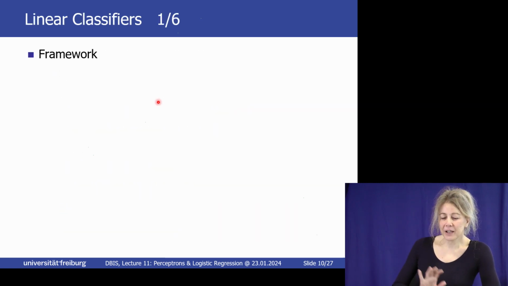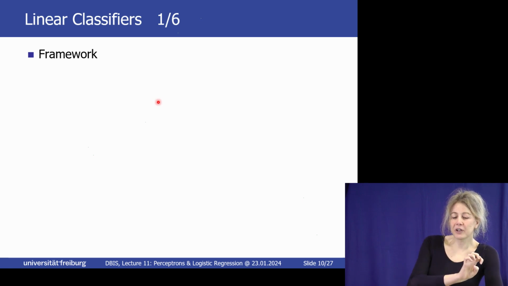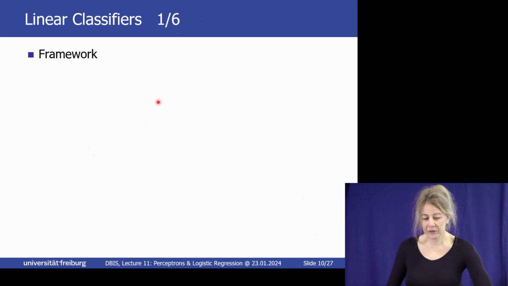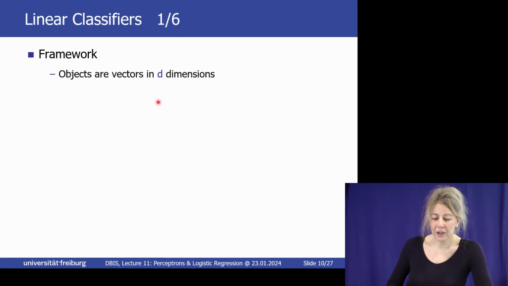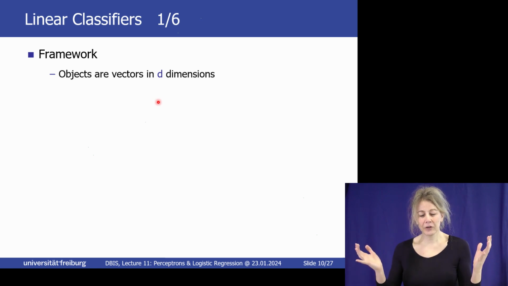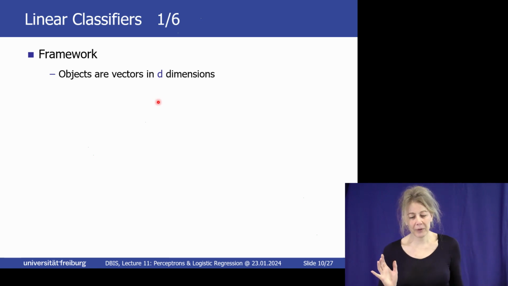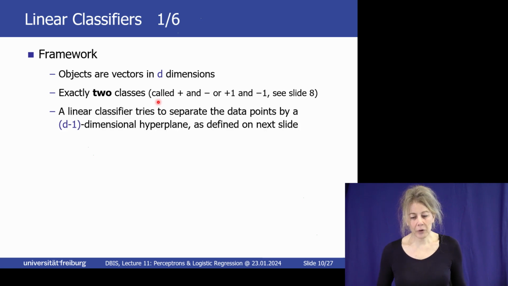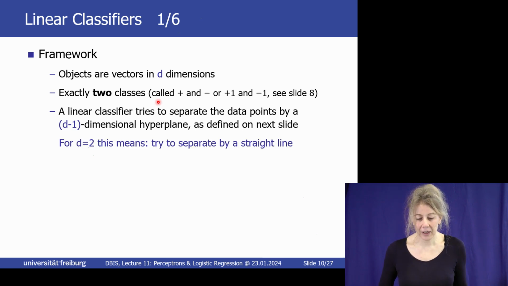Okay, linear classifiers. So this was classifiers in general. You have a problem with 2 labels or more and you want to classify it, some basic terminology. We will talk about linear classifiers. So objects are vectors now, so it will be more mathematical now in d dimensions. We have exactly 2 classes, like I just said, plus, minus. And now we want to separate them by hyperplane. And a hyperplane, I will give the mathematical definition on the next slide.